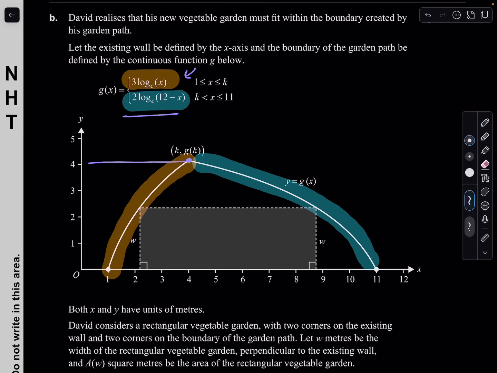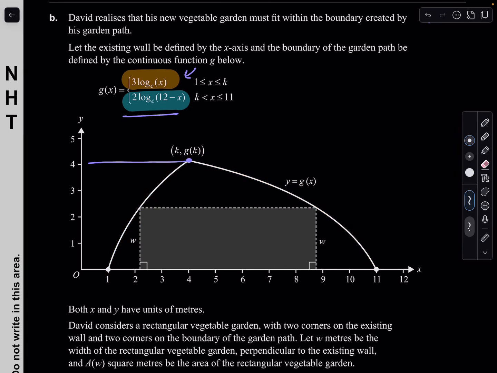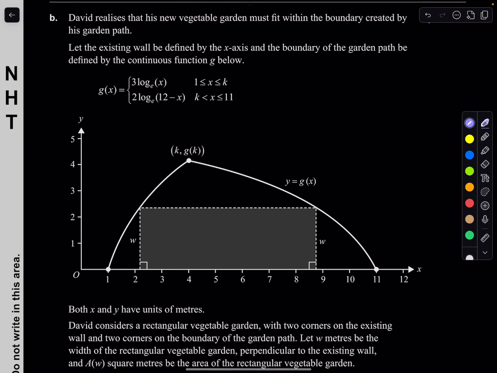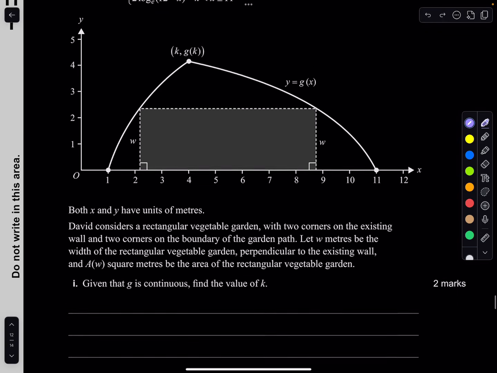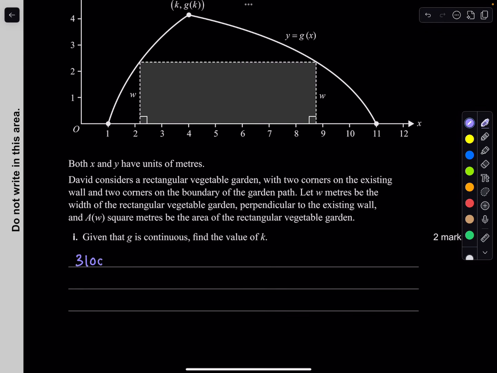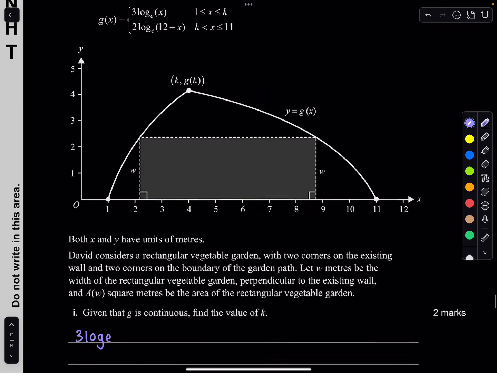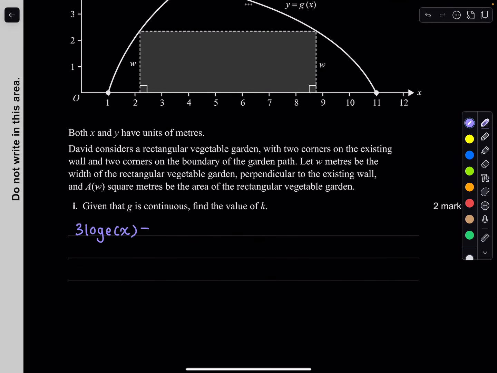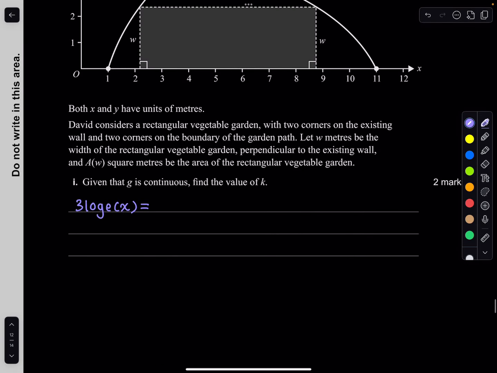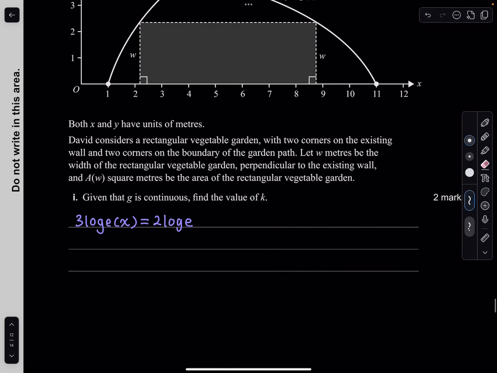So what we can do, of course, is this. When we sub in k into this, it's going to equal subbing k into this. So we can equate them. So 3 log e x equals 2 log e (12 minus x). Now remember, all these x's, you sub in k, and basically solve this.